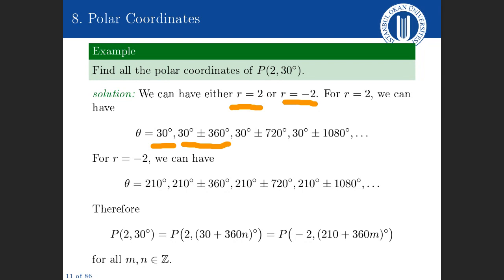Or if we wanted to, we can go around 2 times, 30 plus or minus 720 degrees. Or we can go all the way around 3 times, 1080 degrees, and then plus our 30, or 30 minus 1080, etc. If we're using minus 2, we've seen that one of the angles which works is 210 degrees. But then, of course, we can add on 360, add on 720, add on 1080, etc. Or we could subtract these angles as well.